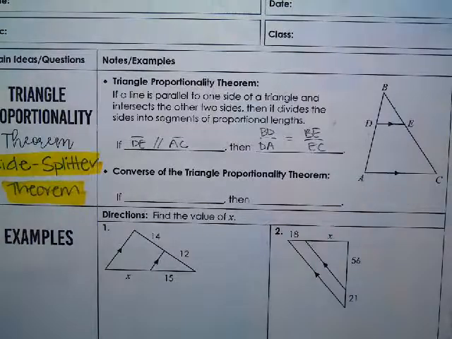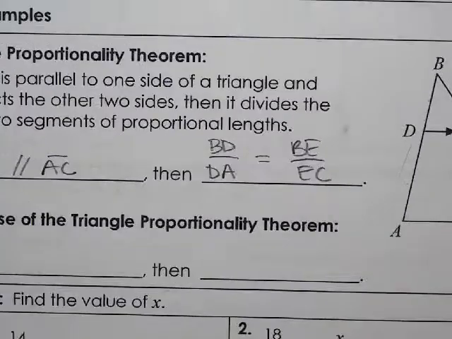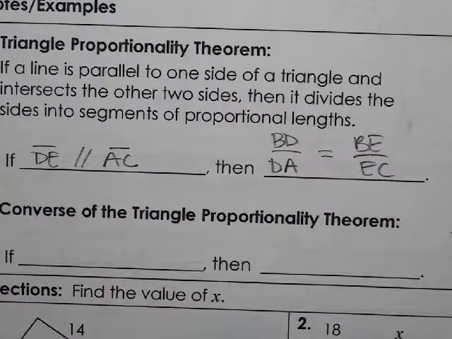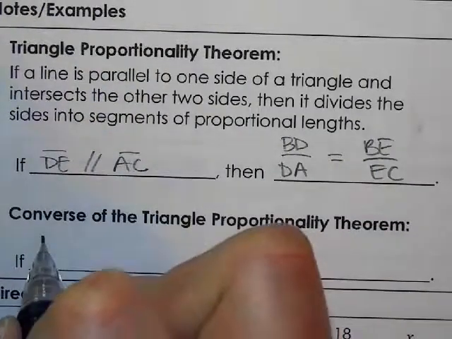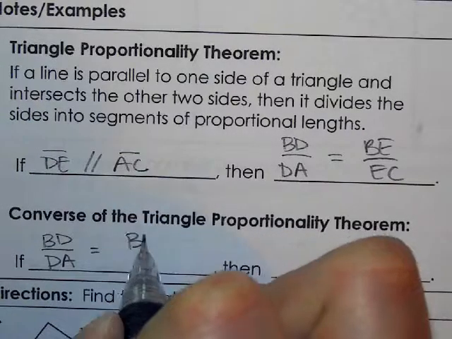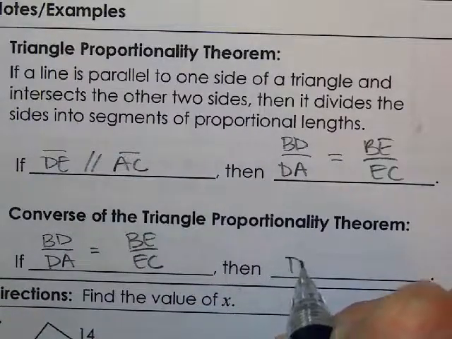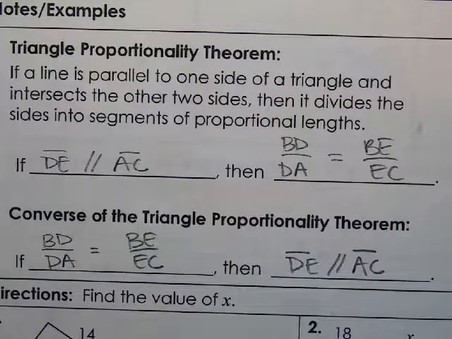So let me go ahead and zoom in on that so you can read that better. Is that easier to read? And then the converse is true as well. If you see that the split sides are proportional, so if BD over DA is proportional to BE over EC, then you can conclude that DE is parallel to AC. So you can go back and forth like that.